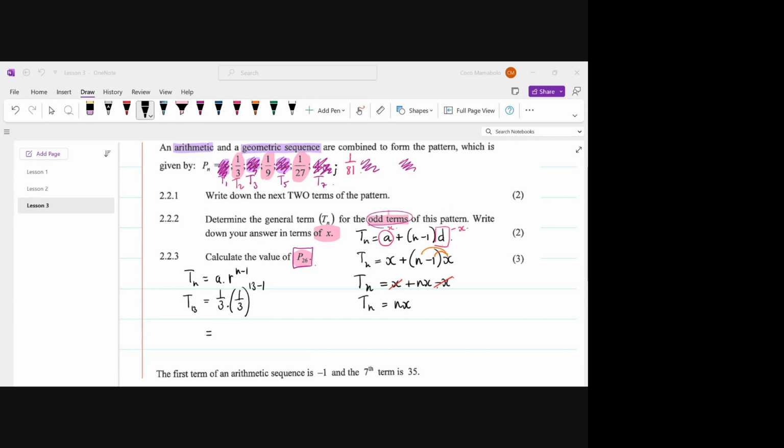I just can't see my calculator. I'm sitting in the dark. So I need somebody else to help me, please.